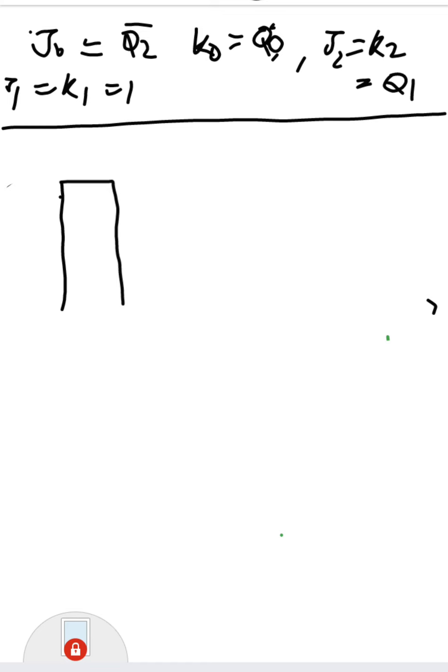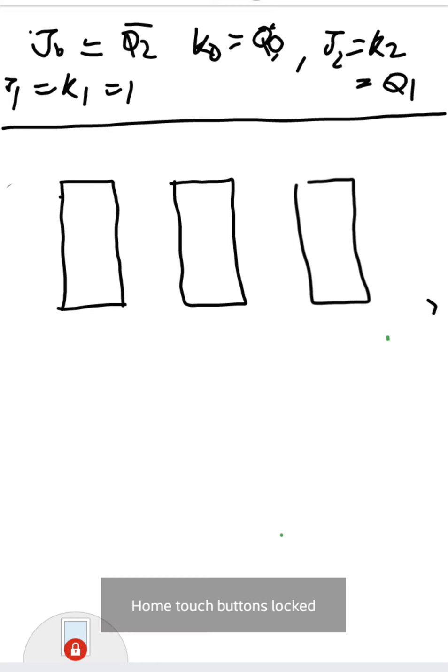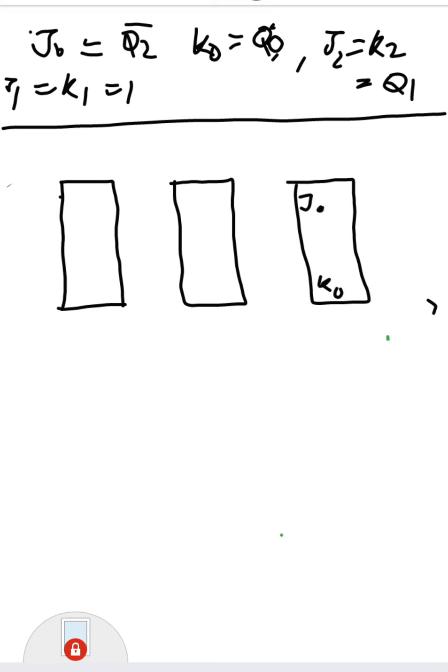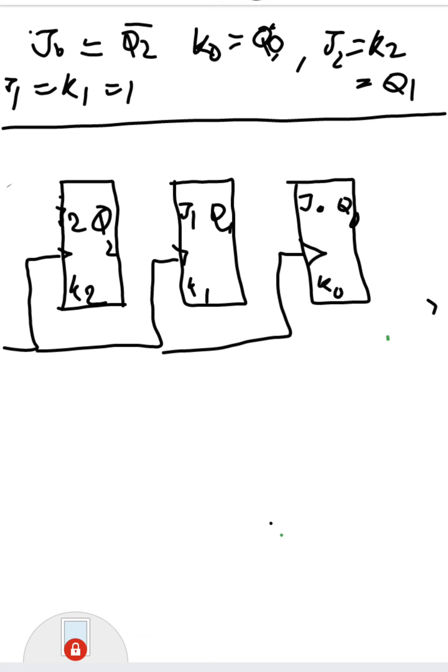So I will draw 3 JK flip-flops. Assume that this is J0, K0 and this is Q0, J1, K1, this is Q1, J2, K2 and this is Q2. Since this is a synchronous counter, which I forgot to mention in the previous video, please remember this: since it's a synchronous counter you have to supply clock simultaneously to all the flip-flops, unlike asynchronous counters where the output of the first is given as the clock to the second. But in synchronous counters you have to supply clock simultaneously to all the flip-flops.